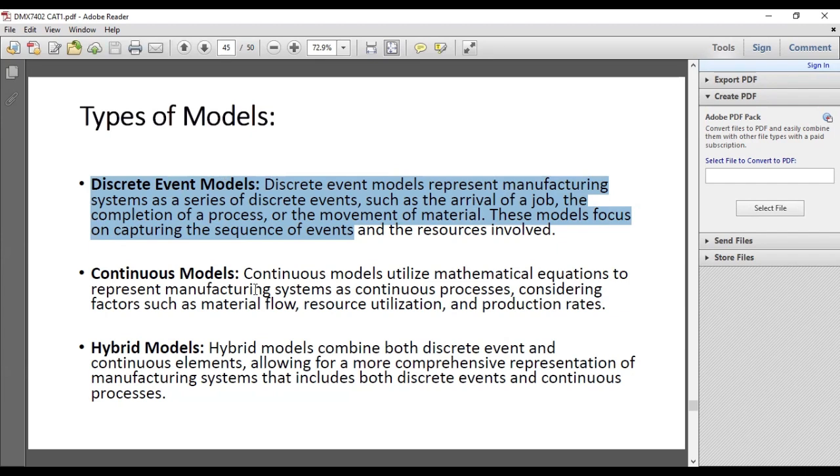Discrete event models are like automobile production. In automobile production there will be different kinds of stages. If you consider the body, maybe there will be welding, assembling, or wiring. So every station you will consider separately and put it into one sequence.